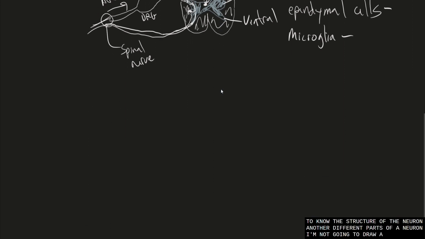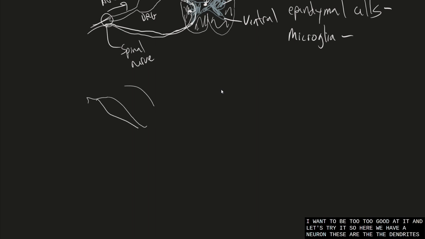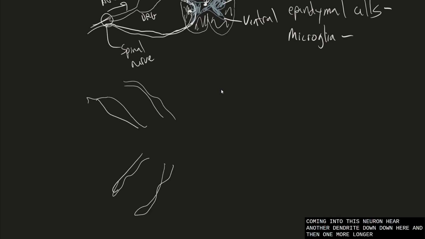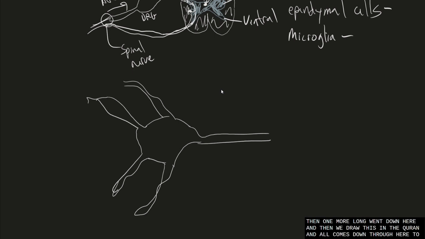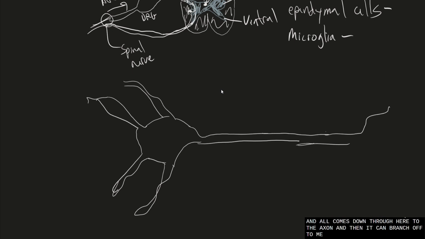I'm not going to draw a neuron here. I don't want to be too good at it. Let's try it. So here we have a neuron. These are the dendrites coming into this neuron here. Draw another dendrite down here, and then one more long one down here. Then we draw this neuron, and it all comes down through here to the axon. And then it can branch off to multiple synapses. I'll just draw multiple little synapses down here, and boom. So this is the general structure of a neuron.